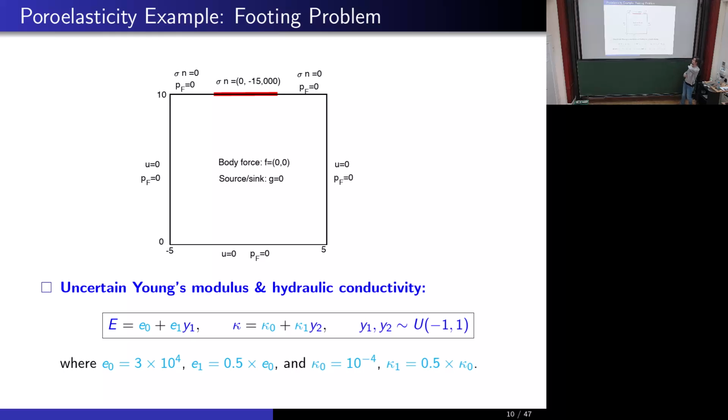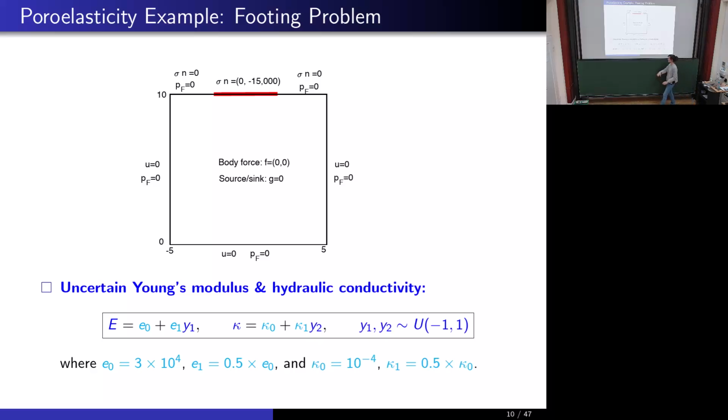This is called a footing problem. The idea is you just press down on the top where that red line is. You squish it where that red line is. So it's elastic, so we've got some elastic properties of the material and there's fluid inside it. We want to model the pressure of that fluid as well. So there were 5 potentially uncertain parameters in this model.